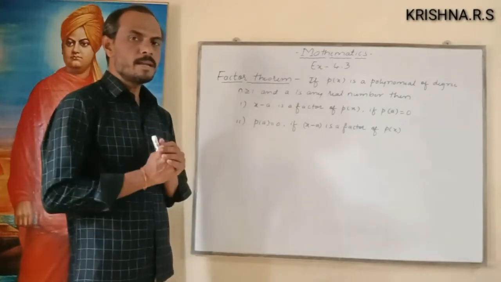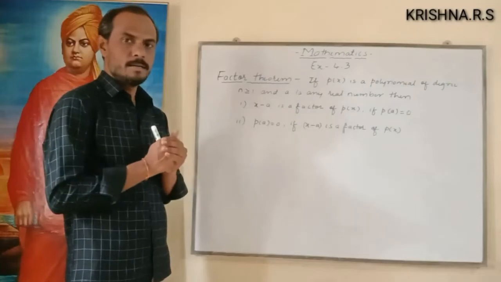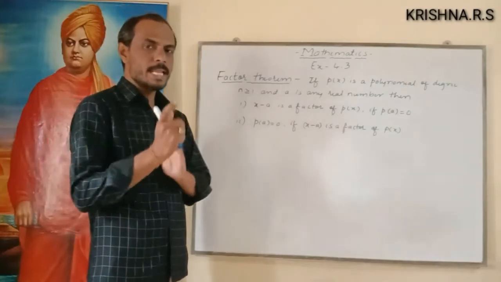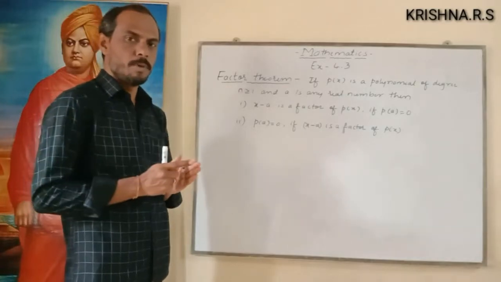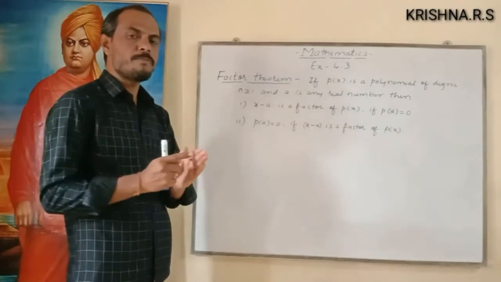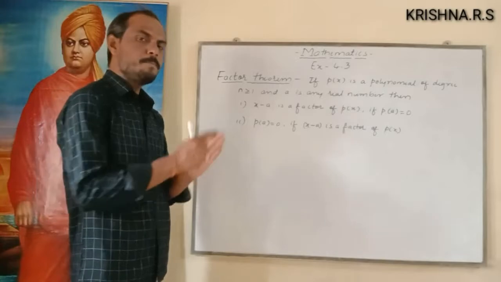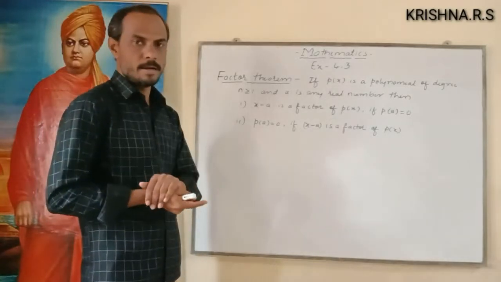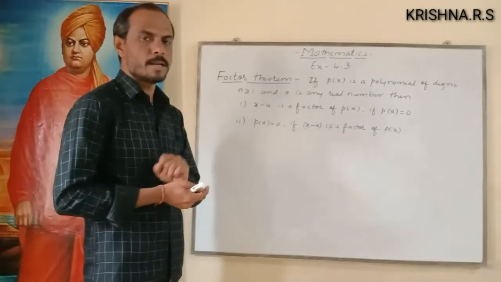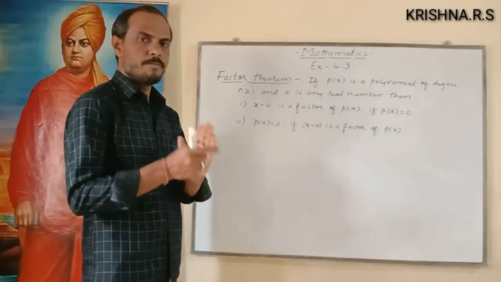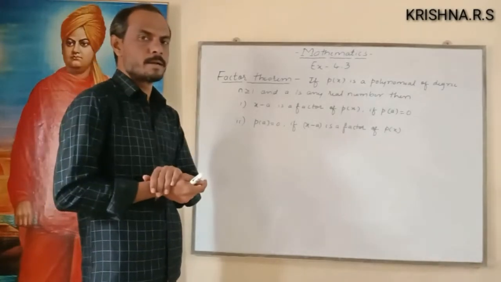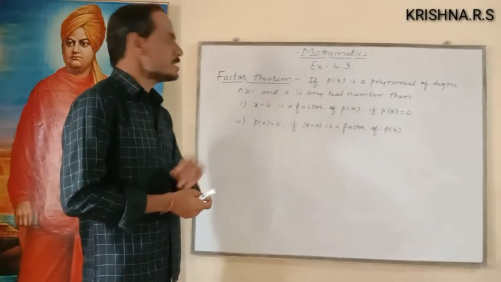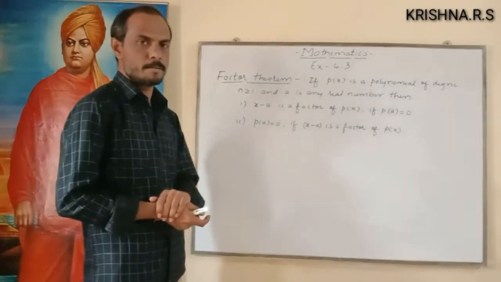In the remainder theorem, what we have learned is: p of x is any polynomial that we want to divide by a linear polynomial in the form of x minus a, then p of a is the remainder. This is the remainder theorem concept. P of a is the remainder. What is p of a? It is what remains, that is the remainder. On that basis, the factor theorem is defined.